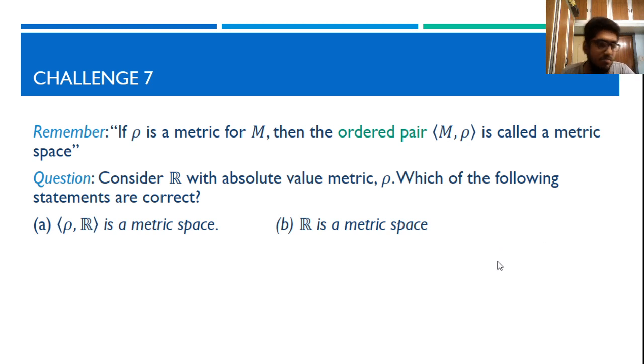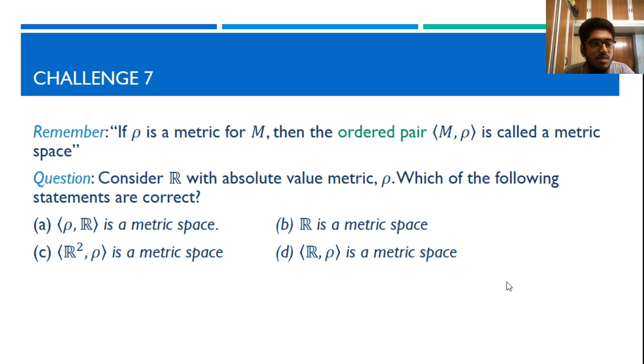A, double rho comma R is a metric. B, R is a metric space. C, R square comma rho is a metric space. D, R comma rho is a metric space. Leave your thoughts in the comment, and we'll wind up today's session with this.